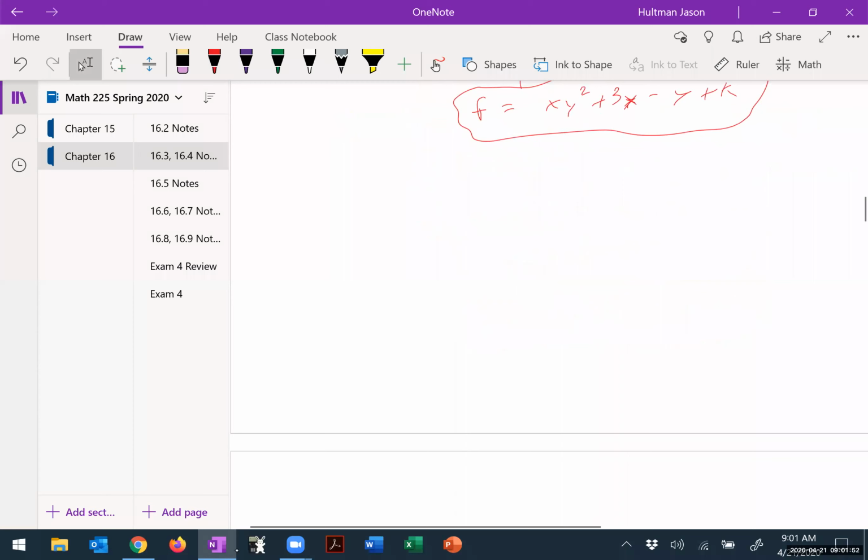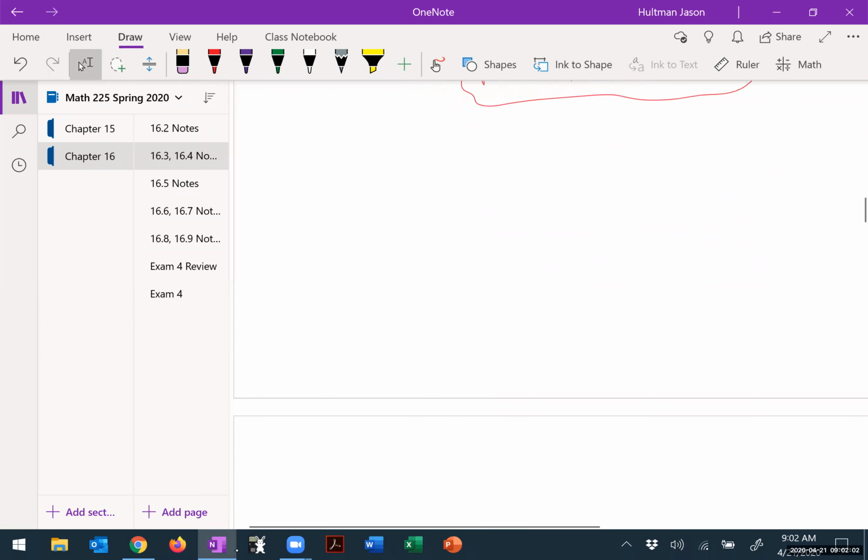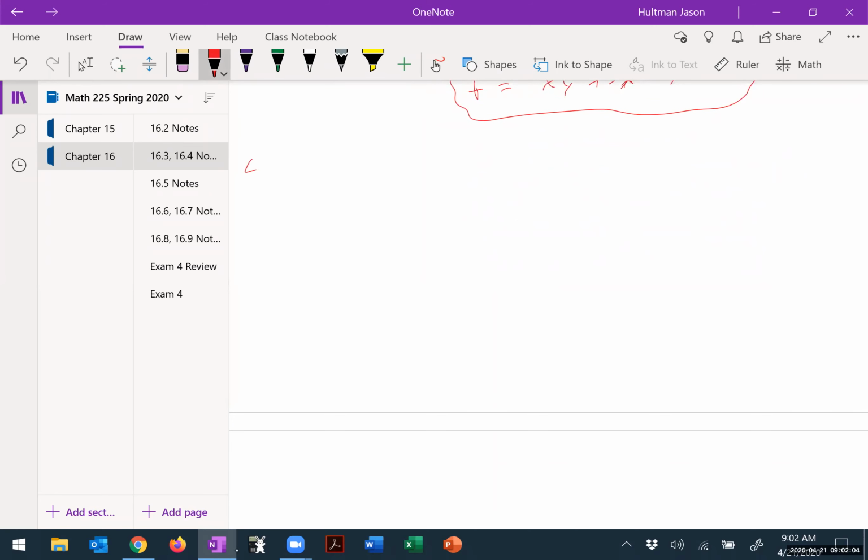Which leads me to example number 4, where we're going to put all these pieces together. If F of x, y equals (3 plus 2xy) i plus (x squared minus 3y squared) j.